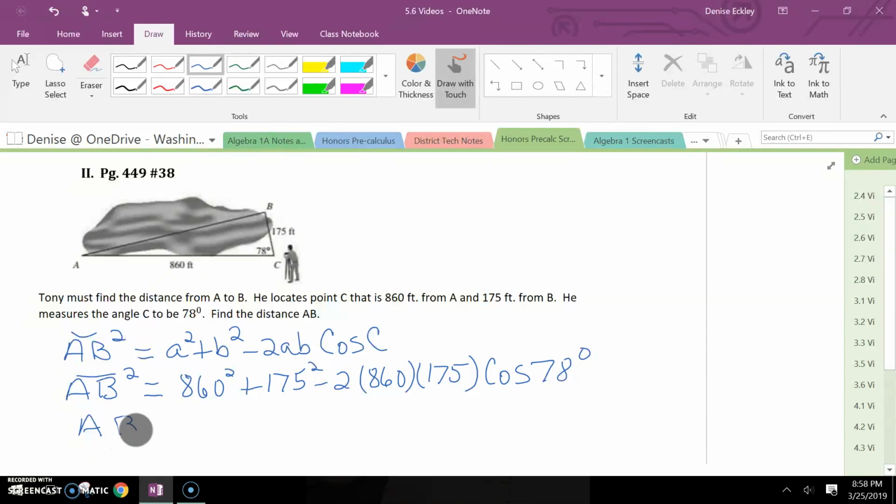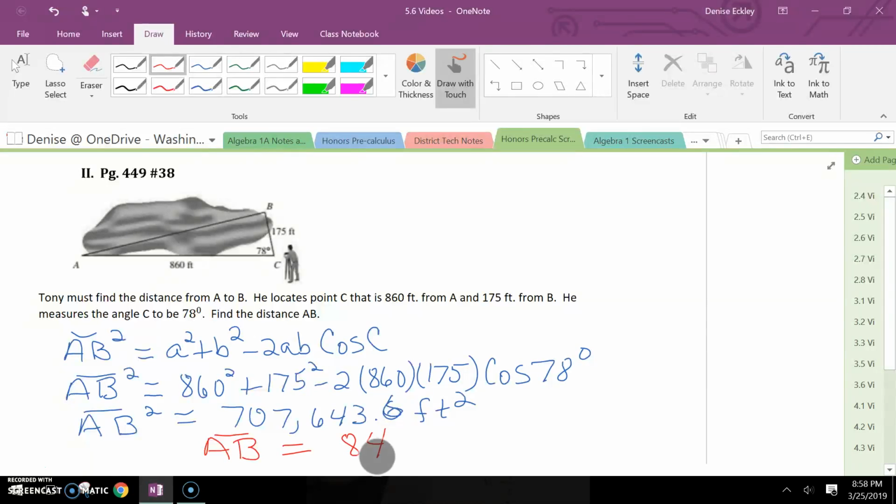So AB squared is going to equal 70,700. I'm sorry. Off by a digit there. 0.6 square feet. So AB is going to be the square root of that. So AB, the length of AB, is going to be 841.2 feet.